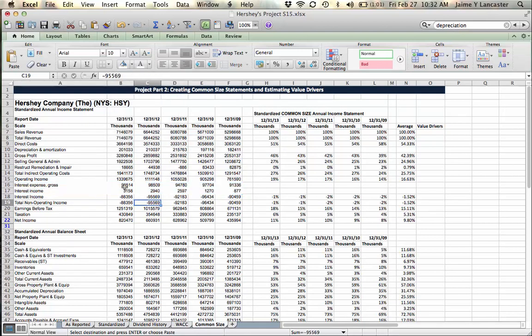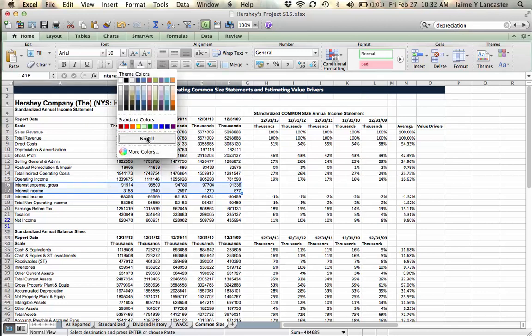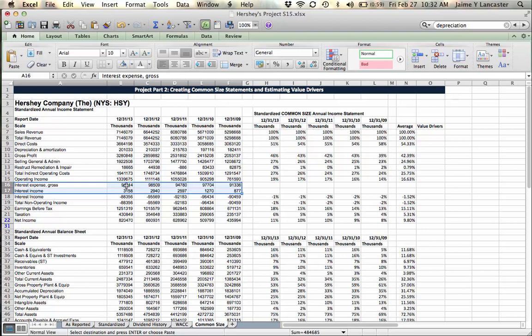And now we've got a gross interest expense, and we've got an interest income, and we've got interest paid. So this number is the amount that's paid out. It's a negative number. It's subtracted from operating income. This is interest income. It's money earned, and it's added to operating income. And then this number here is our interest income net. It's what we paid minus what we received.